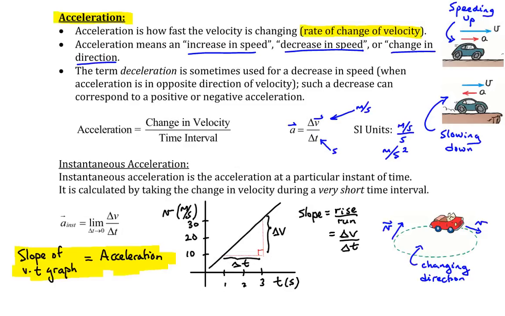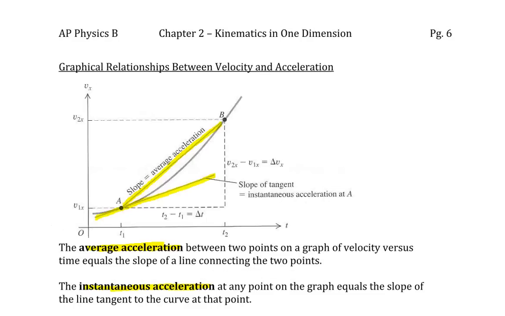Okay, to wrap it up here, acceleration is defined as the change in velocity over the change in time, which means you could speed up, slow down, or change in direction, and in any of those cases you would be accelerating. And when you have a velocity versus time graph, the slope of that graph represents acceleration. If you take the slope between 2 points on the curve, then you've got the average acceleration. And if you take the slope of the tangent line to 1 point on the curve, then you've got instantaneous acceleration.